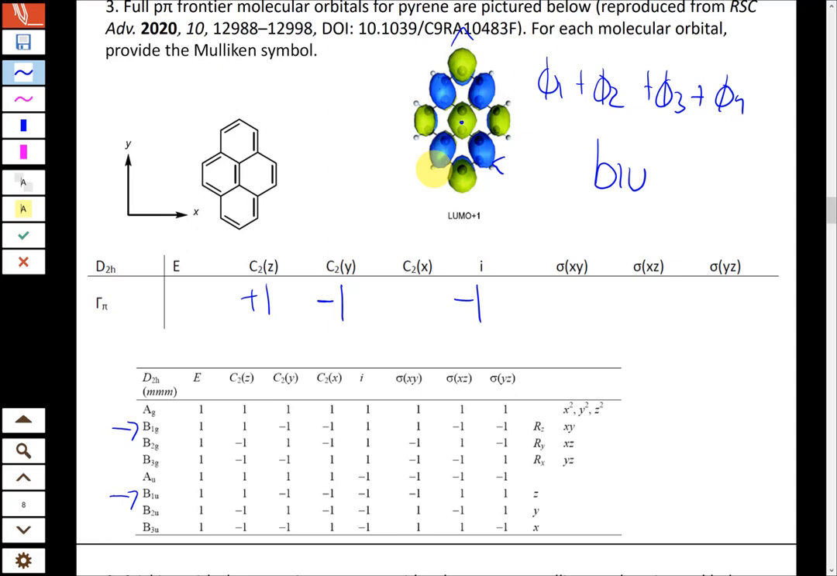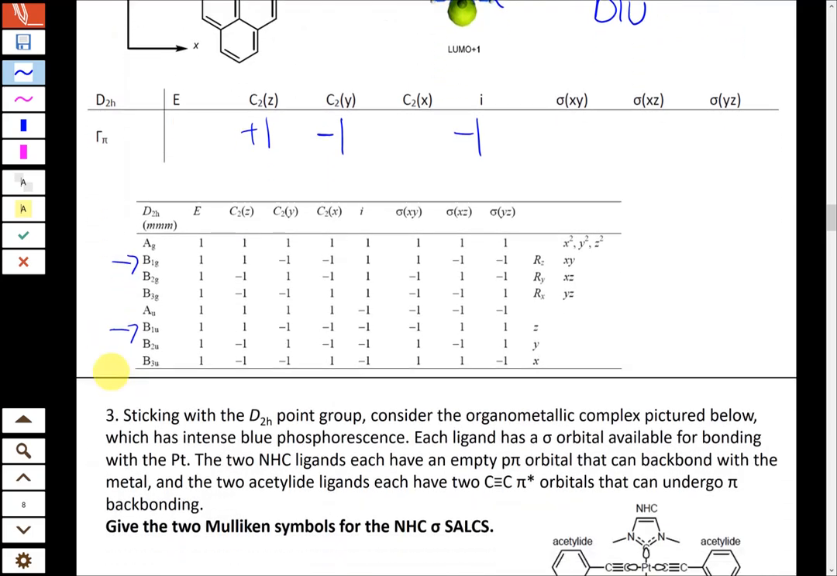Again, it's sort of working backwards from the picture of the orbital to the Mulliken symbol, which usually involves finding some subset of characters for the operations, depending on whether the orbital stays the same or changes signs under those operations. In reality, you don't have to do it for all 8 of them, because just this subset of 3 is enough to distinguish all the possibilities that we have.